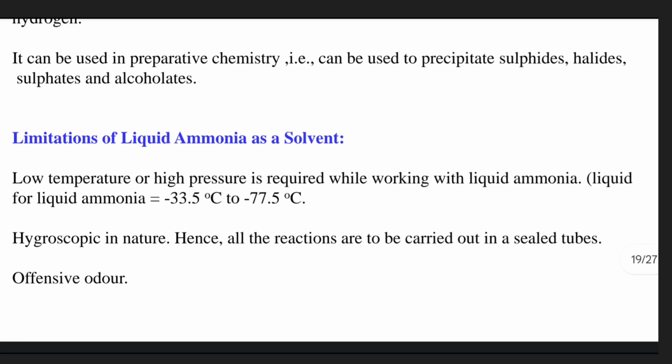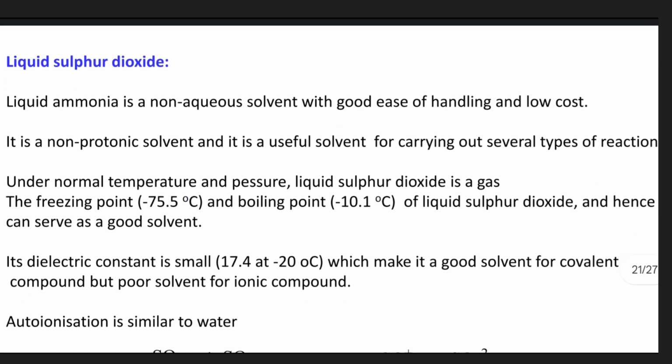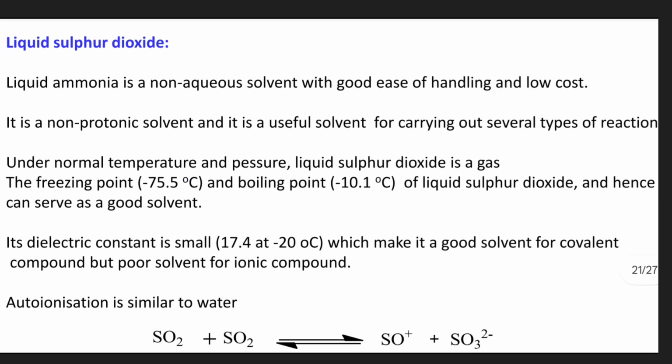Limitations of liquid ammonia as a solvent. Low temperature or high pressure is required while working with liquid ammonia. It is hygroscopic in nature, hence all the reactions are to be carried out in sealed tubes. It has an offensive odor. Next is liquid sulfur dioxide. Liquid ammonia is a non-aqueous solvent with good ease of handling and low cost. It is a non-protonic solvent and it is a useful solvent for carrying out several types of reactions.